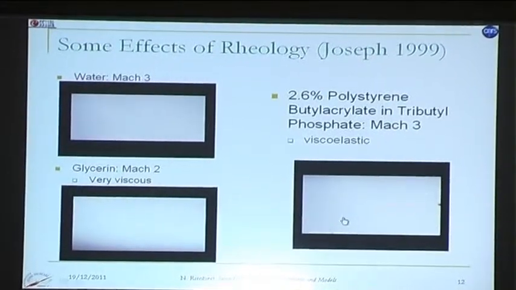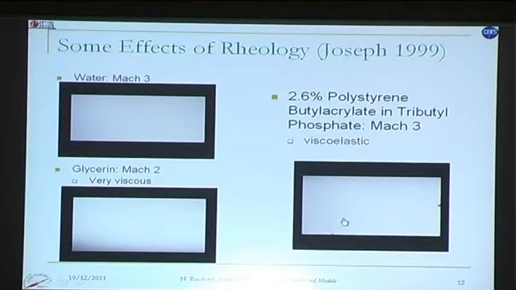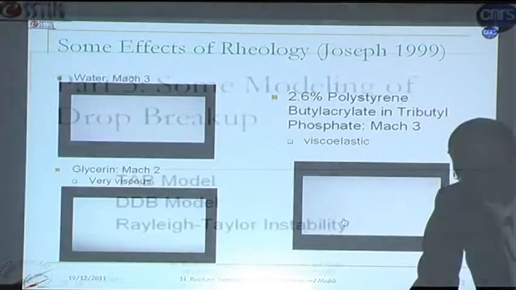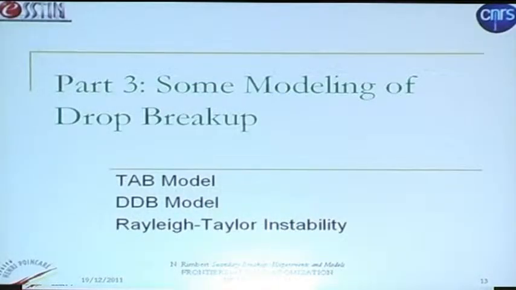So you can see that the behavior is very different when you have viscoelasticity. So that was the main motivation of Professor Joseph, I think. So now I will focus on the way of modeling this secondary atomization phenomena. The classical way is named the TAB model, for Taylor Analogy Breakup.